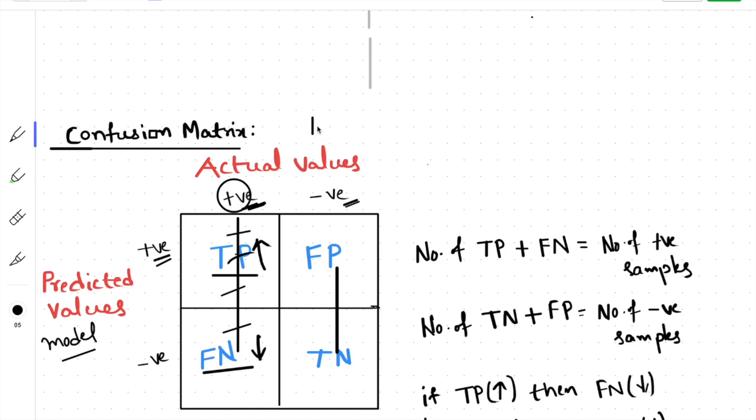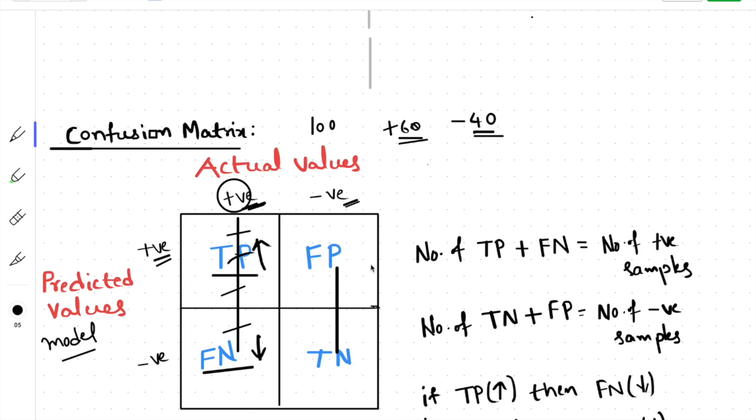So if we have some 100 samples in our training data, there would be some 60 positives and 40 negatives, right? So this 60 is fixed. In this 60, if the model predicts a lot of true positives, then obviously false negatives would drop. Similarly, the total number of negatives is 40, so this value is constant. True negative plus false positive is constant. If the model has correctly predicted a lot of true negatives, then automatically the false positives would drop.